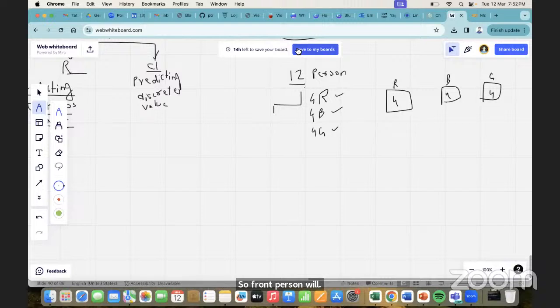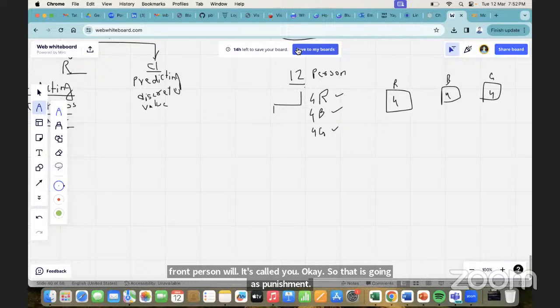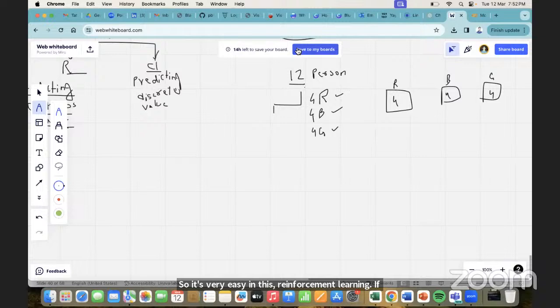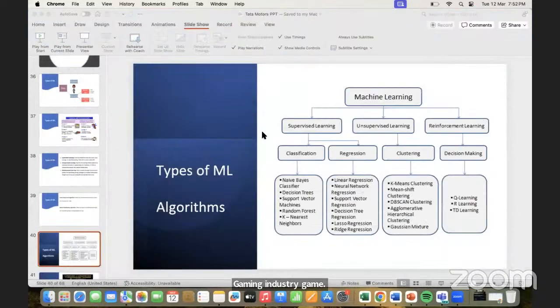So it's very easy in reinforcement learning. If the agent is unable to give the right answer, it gets punished. And if the agent gives the correct answer, it gets rewarded. That learning is called agent environment learning. And agent environment learning is heavily used in the gaming industry. So agent environment learning is heavily used in which industry? Gaming industry. So guys, this is machine learning.